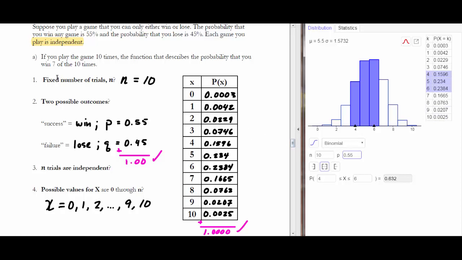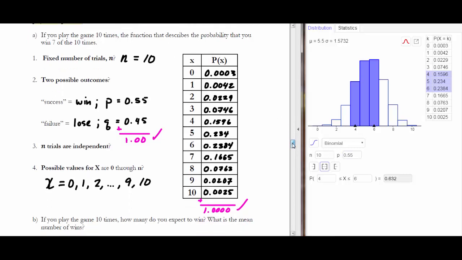Okay, if you play the game 10 times, the function describes the probability that you win only 7. If you have a case with the word only, then you're going to use the double bracket here, just to pinpoint that one spot. I'll try that again. And it's not working. There it is. So you can change it to 7, back to 7 there. And it's still not locking in on that. I'll try to fix that.